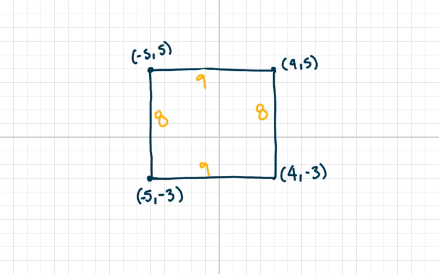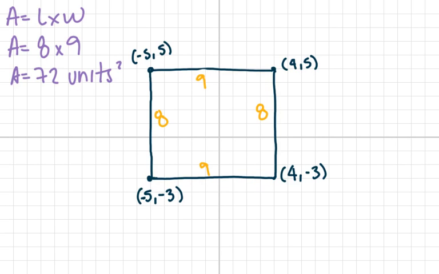Now that we found the perimeter of a rectangle, let's go ahead and find the area of a rectangle. When we find the area of a rectangle, we are going to be using the formula A equals length times width. So we are only using 2 of the sides, where in the perimeter we are adding up all 4 sides. So our area is going to be equal to 8 times 9. So our final area is 72 units squared.